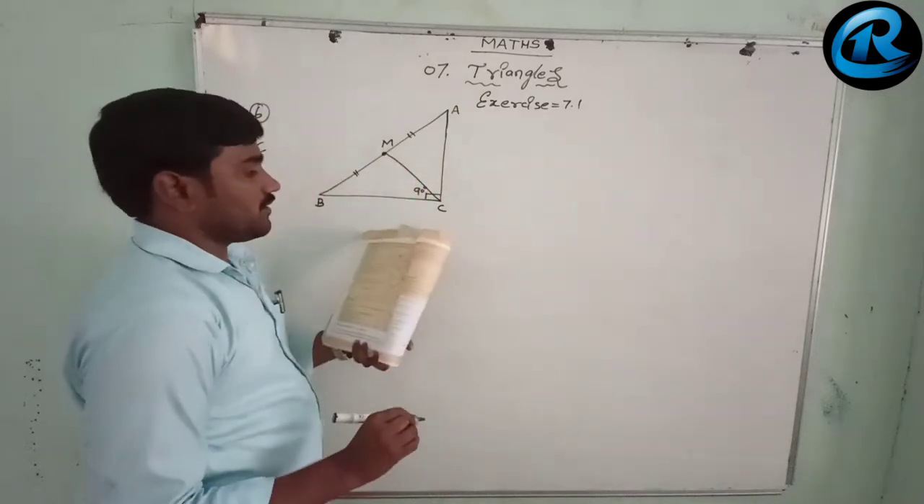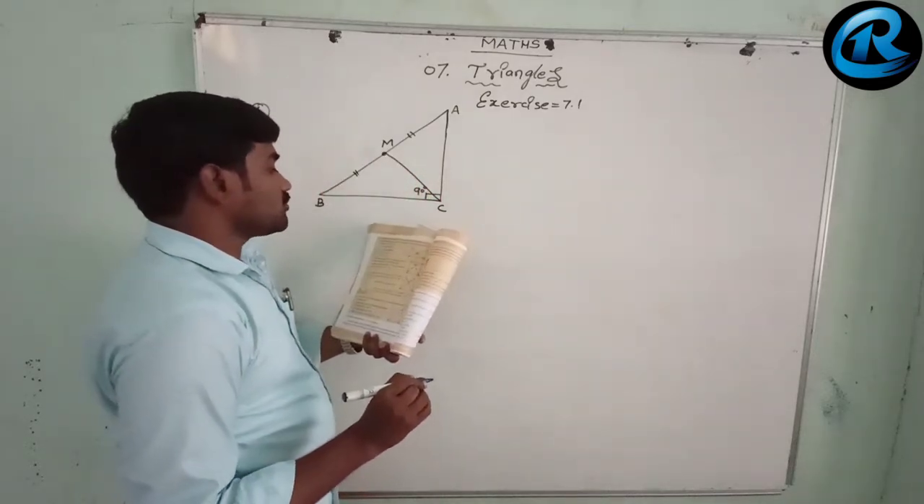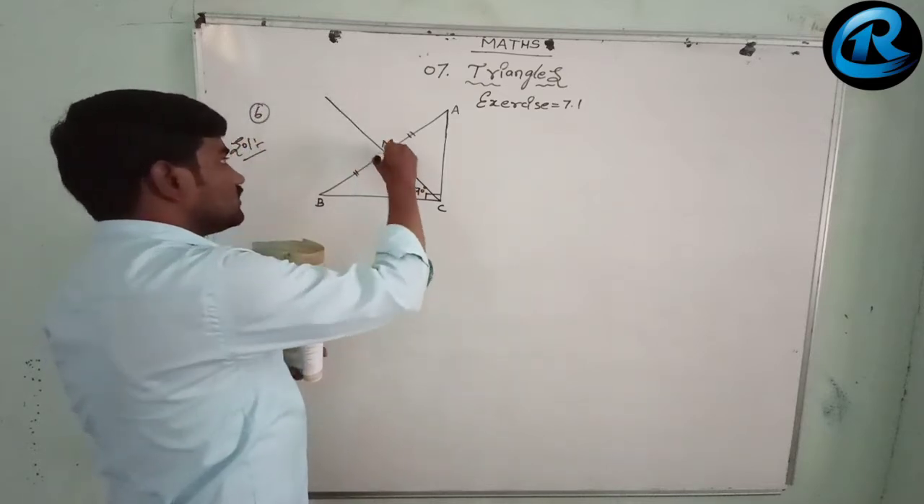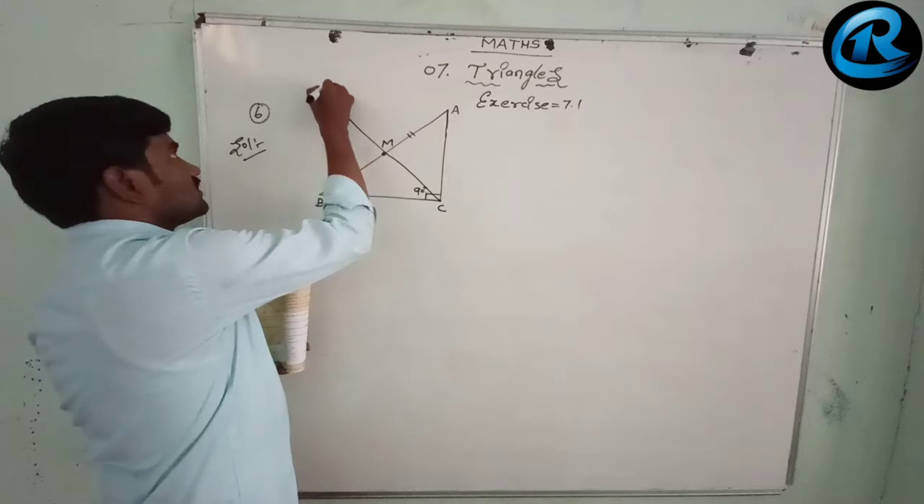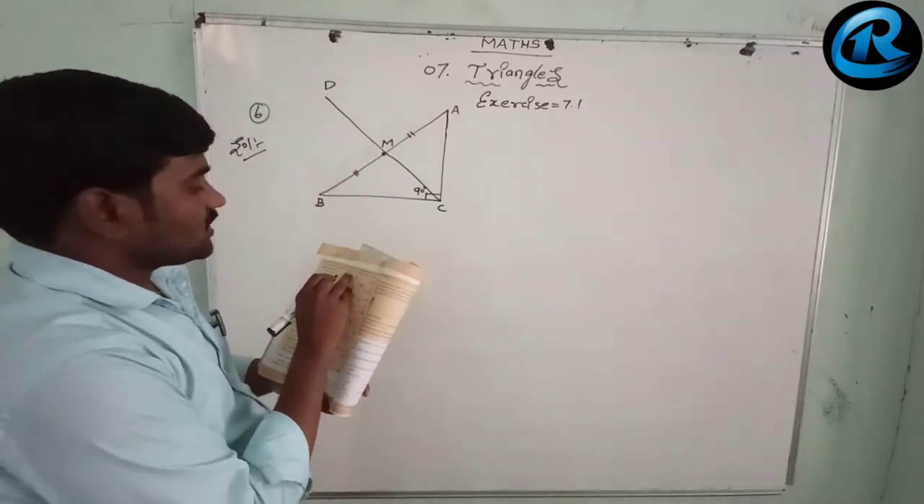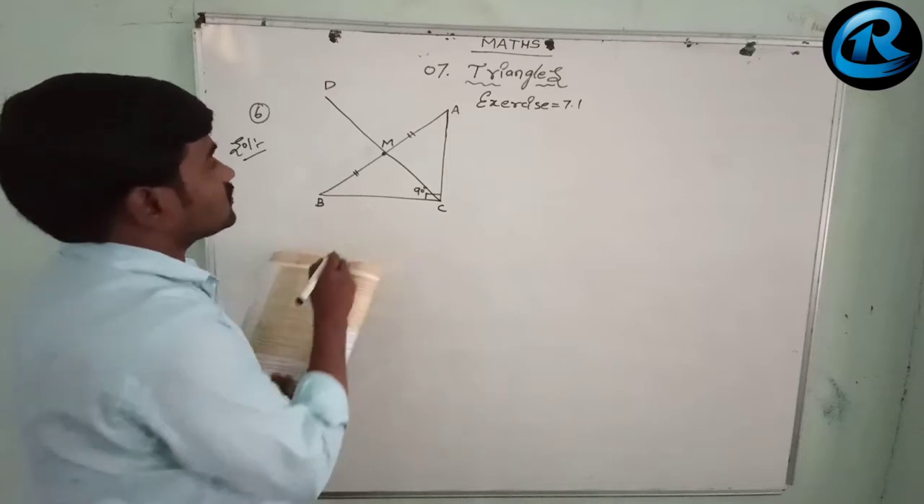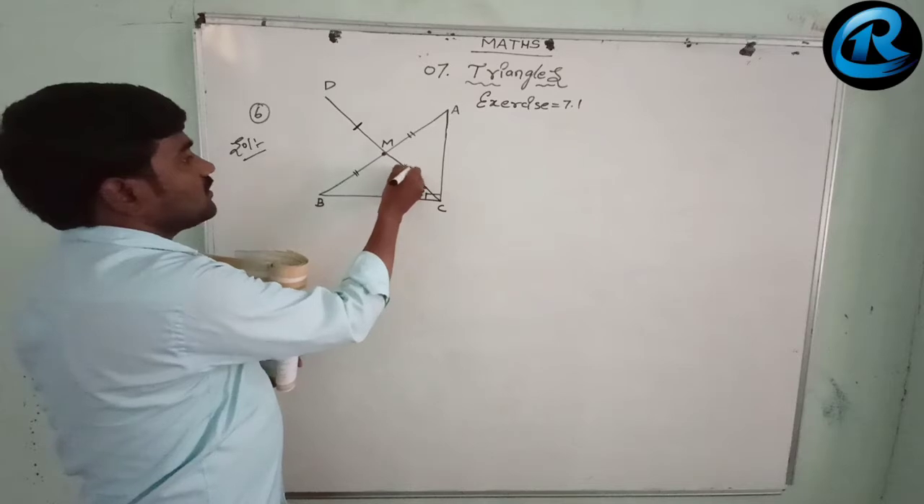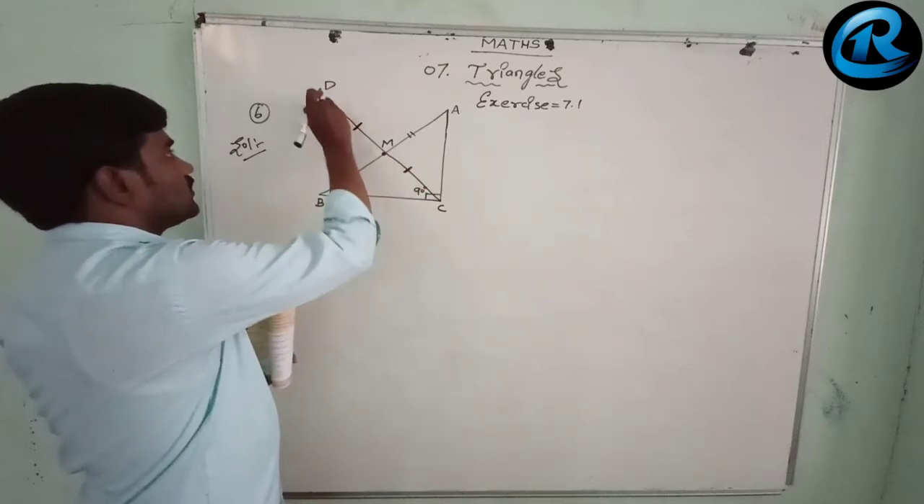C is joined to M, and CM is produced to D. This is D. Then DM equal to CM. DM is equal to CM. In that way it is produced.